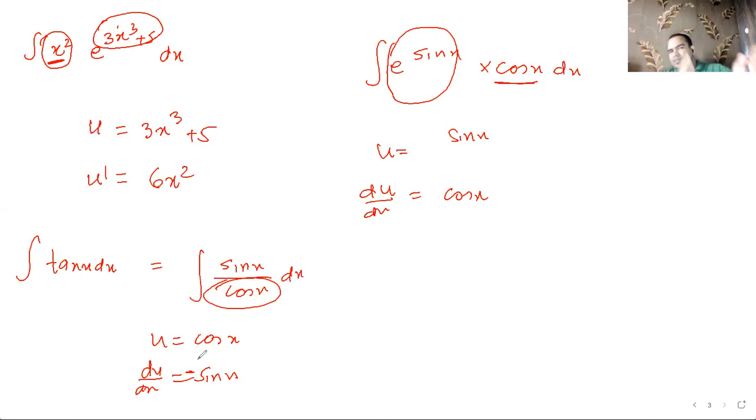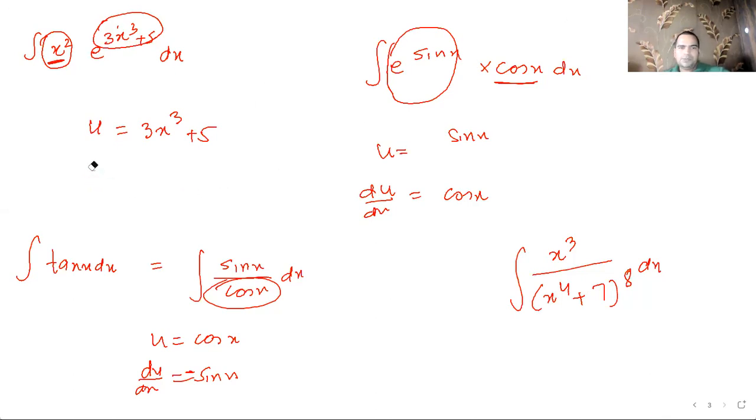So let's take these three questions and understand our substitution procedure. Let's take one more example also, x cubed over x to the power 4 plus 7 to the power 8. So these are the four questions. Let's try to understand how we do them using substitution. Number one, when you identify the substitution, make sure that at least the derivative of that variable which is substituted is a multiplier along with the function.